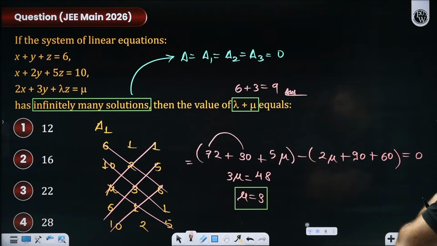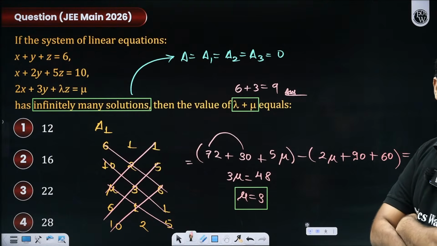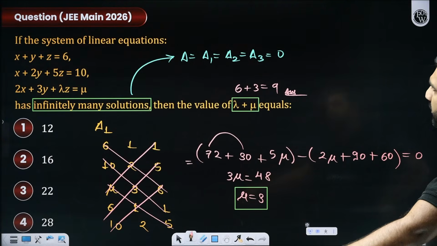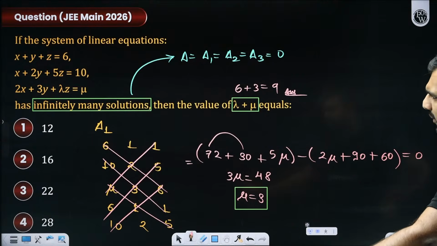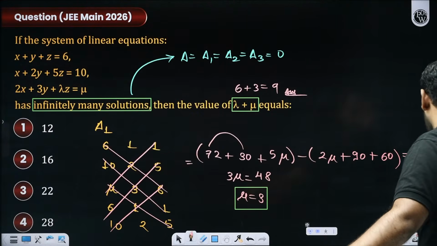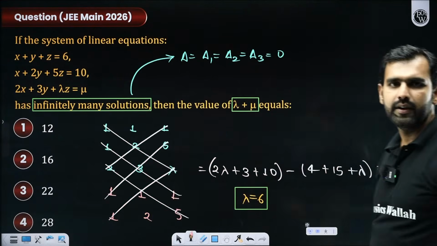Let me recheck it. 6, 10, mu. 1, 2, 3. 1, 5, lambda. I hope we were right in terms of calculation. Did I make any mistake here? The value of lambda plus mu is what they are asking. I think there is no typing error here in this question. I believe so. Am I making any mistake? Let me cross check it one more time so that we will be assured.